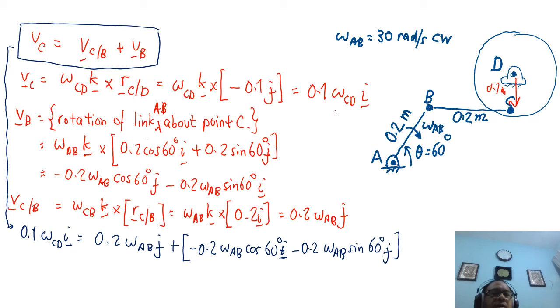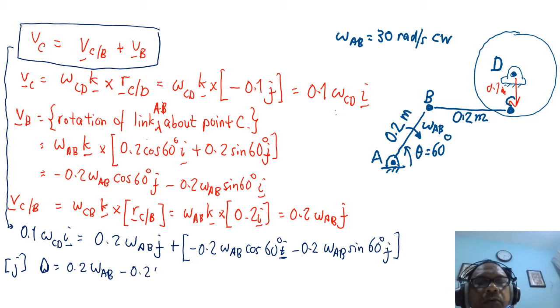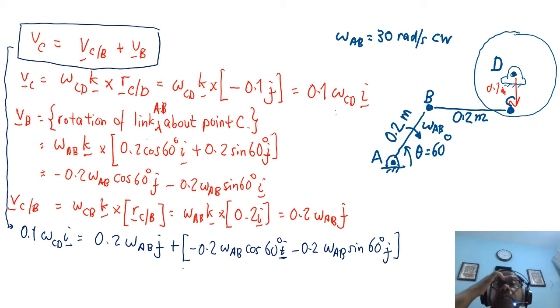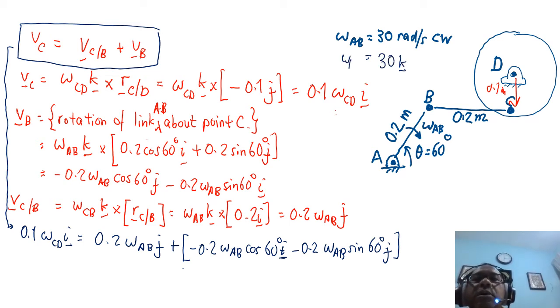So we can equate the I and J parts. Since VC has no J component, we do the J parts, and we get 0 equals 0.2 omega BC minus 0.2 omega AB cos 60 degrees. Something is wrong, we know omega AB is given: 30 radian per second. Let me write it down, omega AB is 30 K.